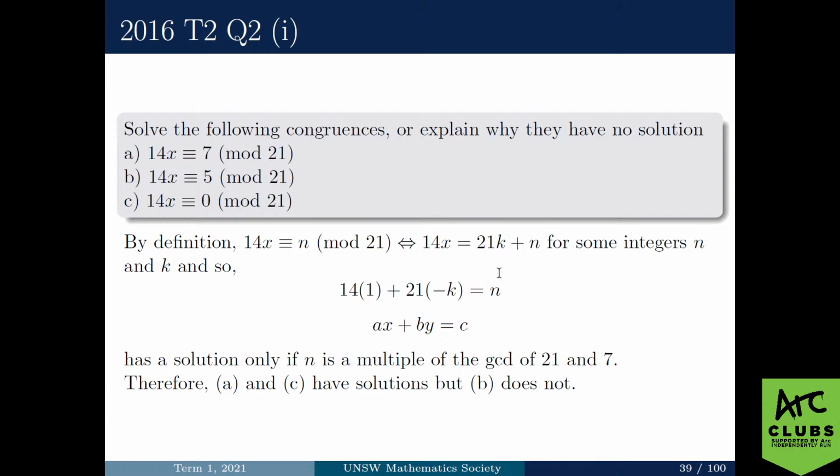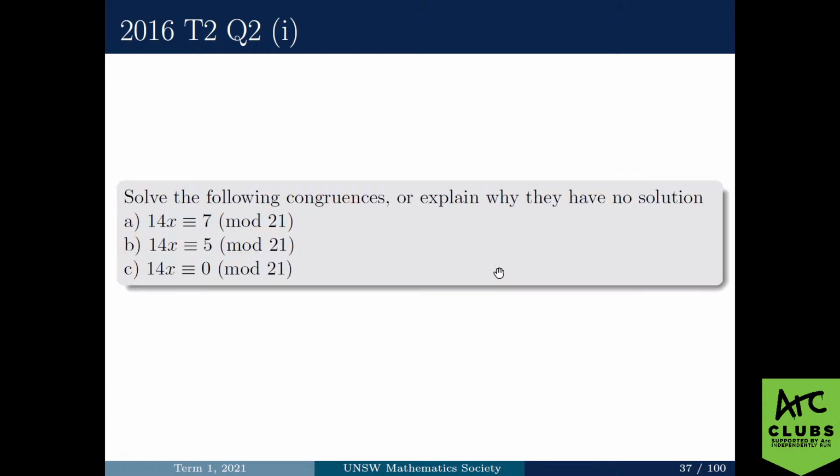So if we use that over here, we can see that the greatest common divisor of 14 and 21 is quite clearly 7, right? And because 7 is a multiple of 7, then there is a solution to the first question. But with question B, we can see that 5 is not a multiple of 7. And because of that, this congruence has no solution. And just like A, question C also has a solution because 0 is in fact a multiple of 7.